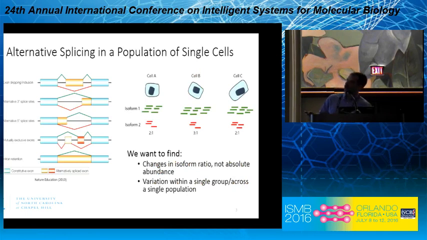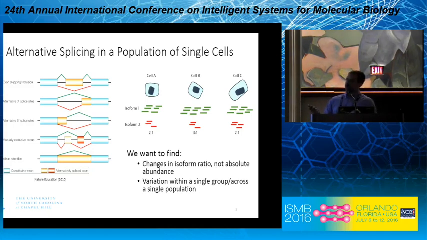So my talk is titled Robust Detection of Alternative Splicing in a Population of Single Cells. Let me first explain alternative splicing and what it means to have alternative splicing in a population of cells. Alternative splicing is just alternate usage of exons that are transcribed from a gene. And there are several ways that this can happen. You can have exon skipping, alternative 3' or 5' splice sites, mutually exclusive exons, or intron retention.